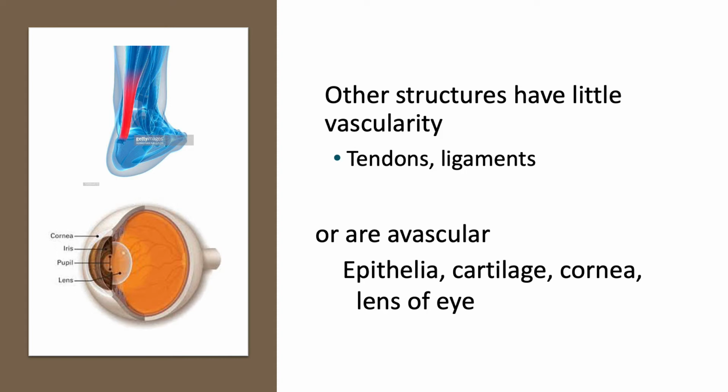These include things like our epithelial tissues that we talked about earlier, right? They're lining our cavities and our outer body, so no vascularization. Cartilage, those chondrocytes. And then the cornea and the lens of the eye. And remember, that's because it would obscure our vision, and we talked about that last semester.